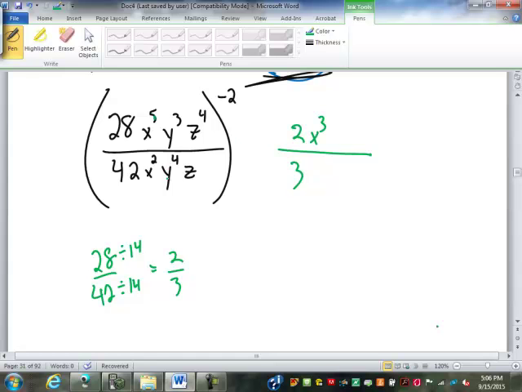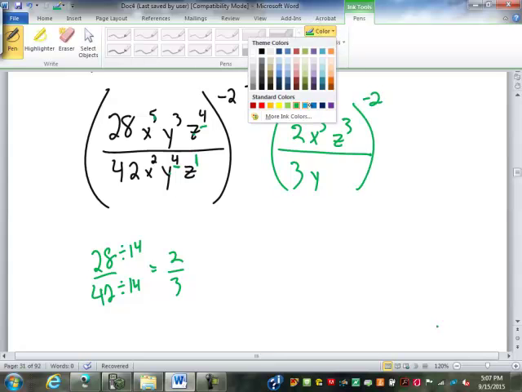Y goes on top or bottom? Bottom, because the 4 is the bigger power and it's on bottom. Y to the 1, or just y, because 4 and 3 have a difference of 1. Z goes on top, because 4 is the bigger power, and it's z to the 3rd, because you think of this as z to the 1. The difference between 4 and 1 is 3.